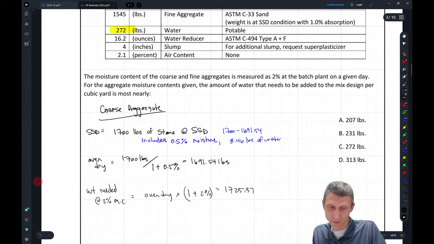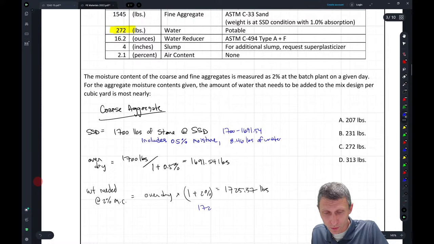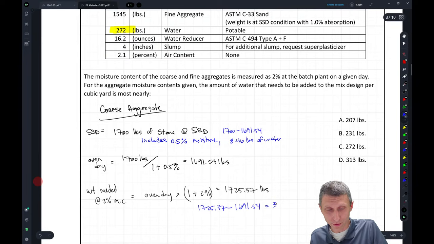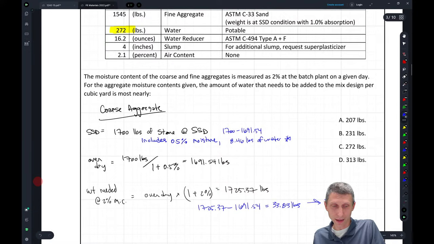So what does that mean? That means that when we scoop up our 1,725 pounds of aggregate, now we have 1,725.37 minus 1,691.54, and that's going to equal how much water we have in addition to just stone. And if we do that out, we're going to get 33.83 pounds of water. Okay. We know that we want 8.46 for the SSD condition. So what does that mean? That means we have an excess of, essentially, if we look at it this way, 25.37 pounds extra water.